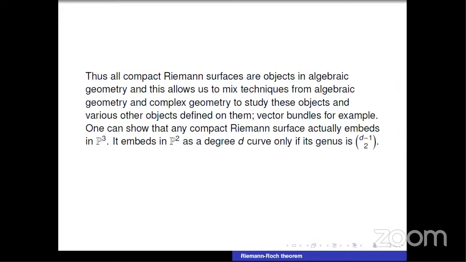So for example, if you take a genus 2 curve, it cannot embed inside CP^2 because 2 is not of the form something choose 2.